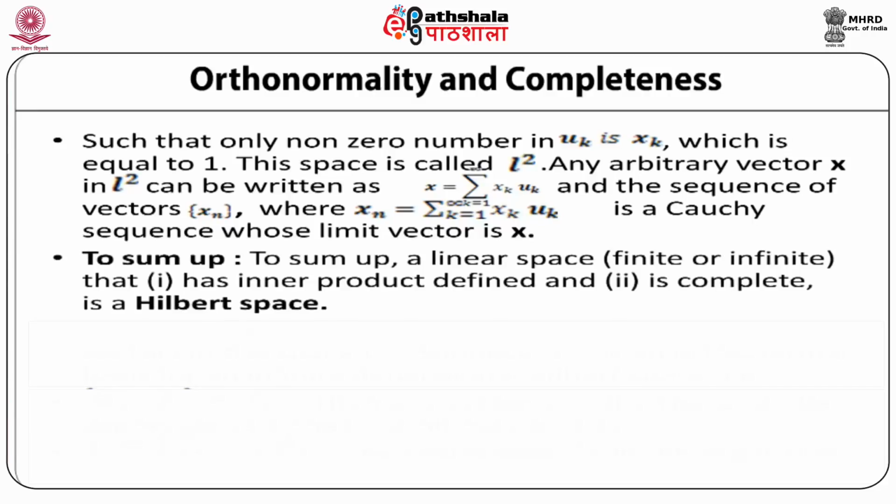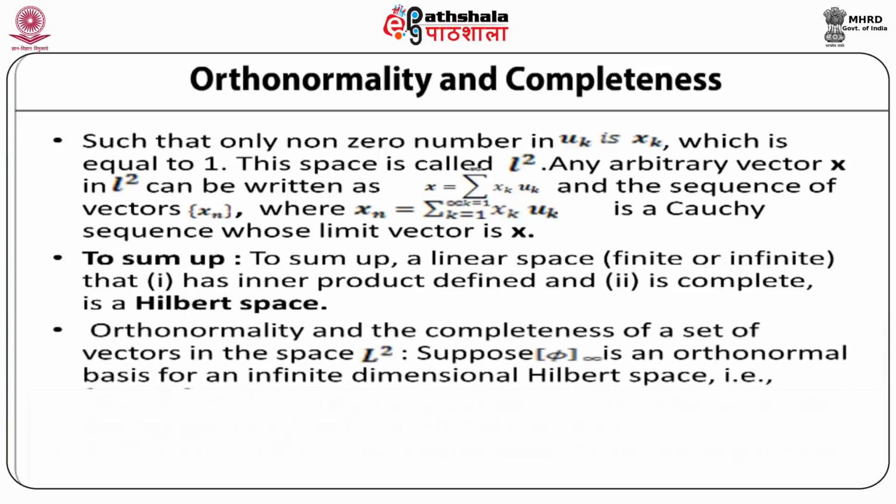So to sum up, what we can say is a linear space, whether it is finite or infinite, that 1, has inner product defined and 2, is complete, is called a Hilbert space. So in this manner, we can define what a Hilbert space is. Basically, a Hilbert space is a linear vector space which may be finite or infinite, but which has 1, its inner product defined, and 2, which is complete or follows the property of completeness.